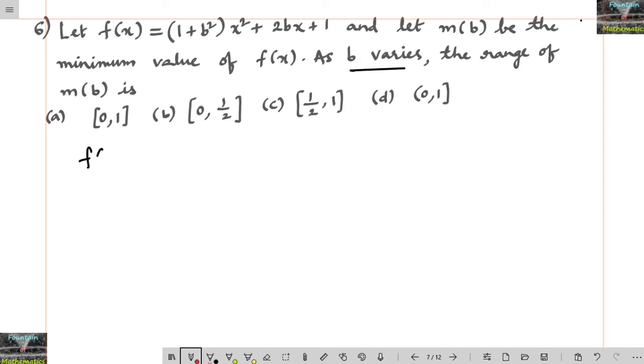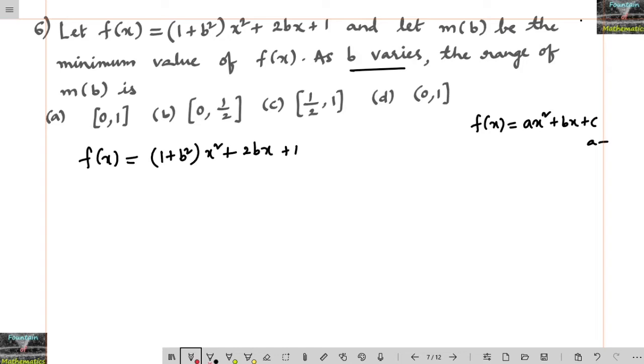So your f of x is (1 plus b square) x square plus 2bx plus 1. It is a quadratic expression, and we know that for a quadratic expression f of x equal to ax square plus bx plus c, where a is not equal to 0, it is a parabola. It has a vertex where we will find the minimum or maximum value, and that vertex is given by minus b by 2a comma minus delta by 4a.